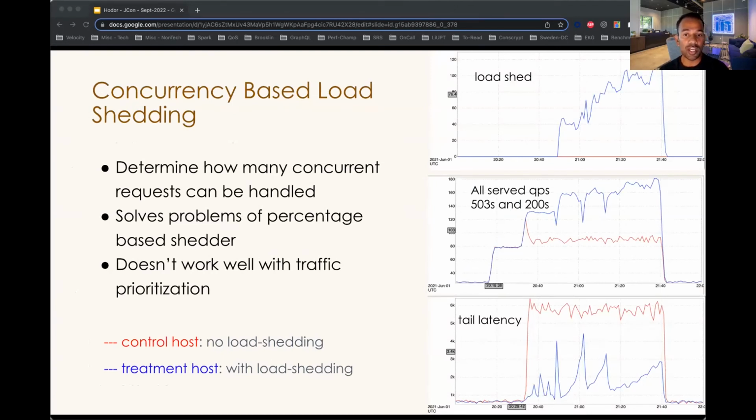Due to the issues we encountered with the percentage-based load shedding strategy, we were looking for a metric that represents the load on the system irrespective of the incoming traffic pattern. We ended up choosing concurrency as our normalized load metric. Concurrency is the total in-flight requests in the system. The concurrency-based load shedder works exactly like the percentage-based load shedder.